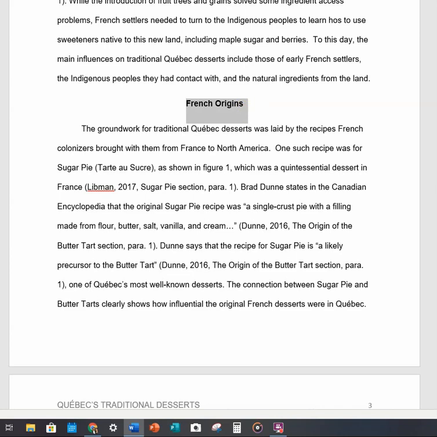So they've included a type 1 heading at the beginning of each new body paragraph. So here we have French origins as the header, and here we're going to talk about the first main influence on Quebec's traditional desserts. The groundwork for traditional Quebec desserts was laid by the recipes French colonizers brought with them from France to North America. Okay, so here we're talking about the influence of those French colonizers.